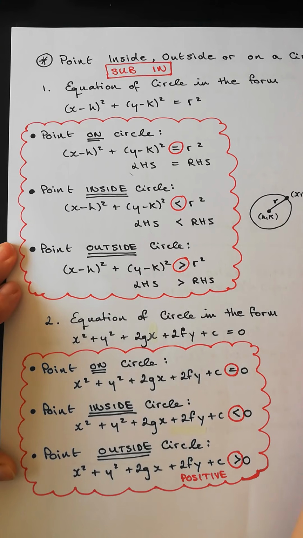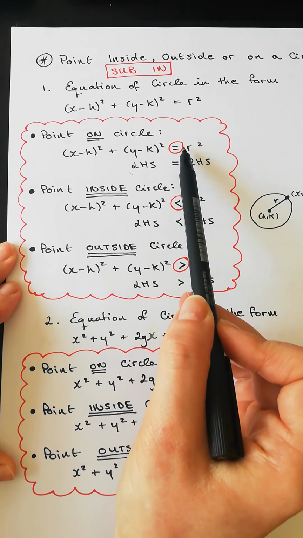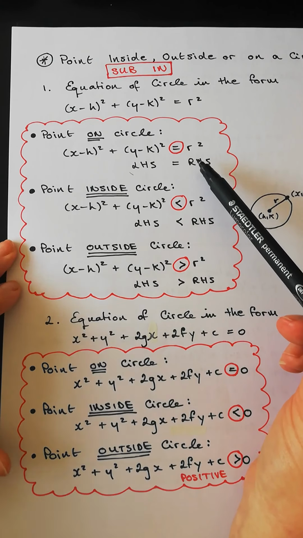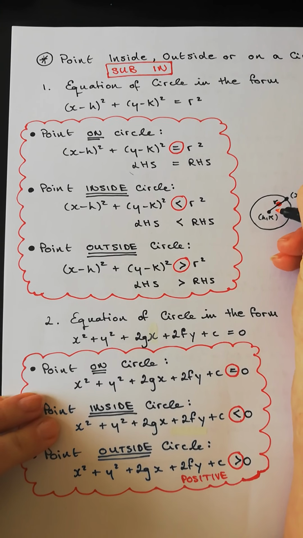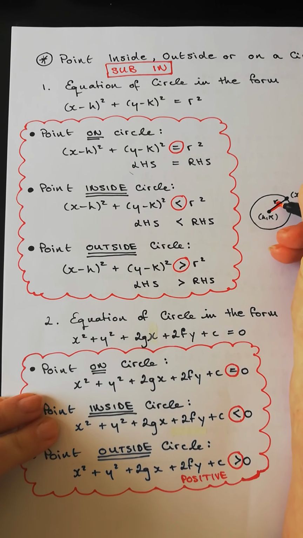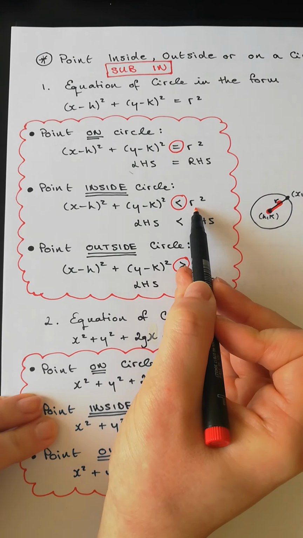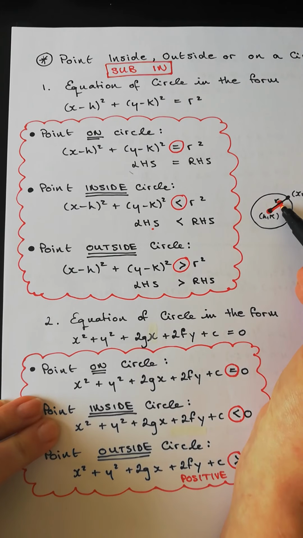So if the point is on the circle, then your radius squared is going to be the same as the distance from there to there. So the left hand side will be equal to the right hand side. If the point is inside the circle, then the distance between the point and the center will be smaller than the radius. Your radius is over here on your right hand side, so the left hand side will be smaller than the right hand side if the point is inside the circle.